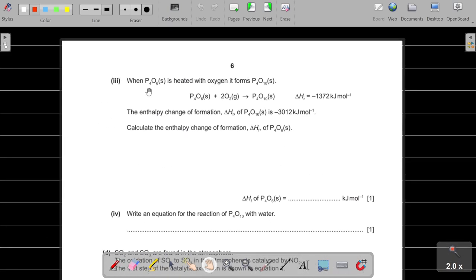when P4O6 is heated with oxygen, it forms P4O10. So P4O6 is being heated in the presence of oxygen and we are getting the product. The overall enthalpy change of the total reaction is negative because it is a burning reaction, and combustion reactions are exothermic in nature. The enthalpy change of formation of P4O10 he is talking about is -3010. When we make 1 mole of this from its elements, this amount of energy is released. Calculate the enthalpy change of formation of P4O6. So now we need to find its enthalpy change.